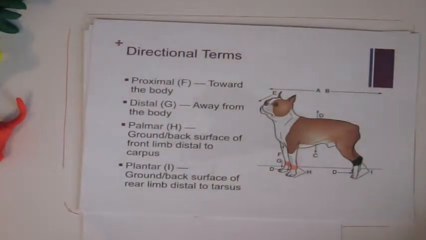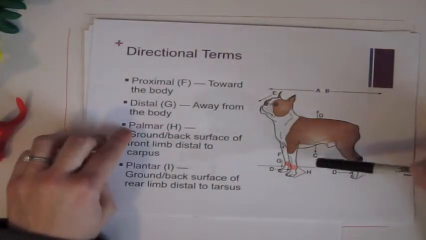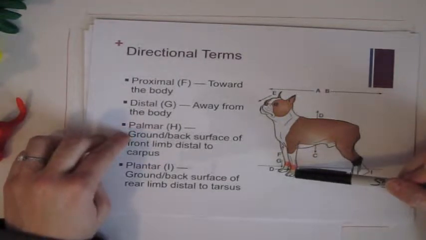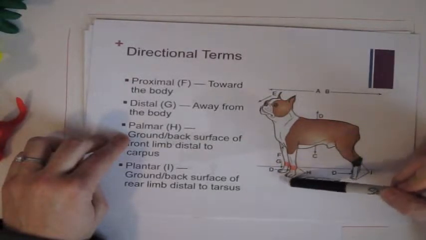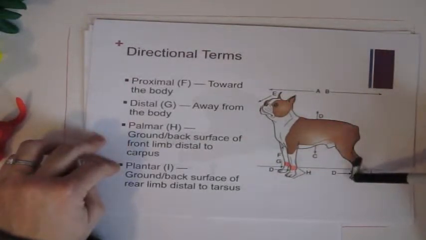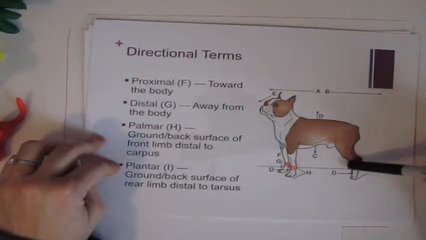Talking again about the palmar surface. The palmar surface is the ground or back surface of the front limb distal to the carpus. That's H. And the plantar surface is the ground or back surface of the rear limb that is distal to the tarsus.